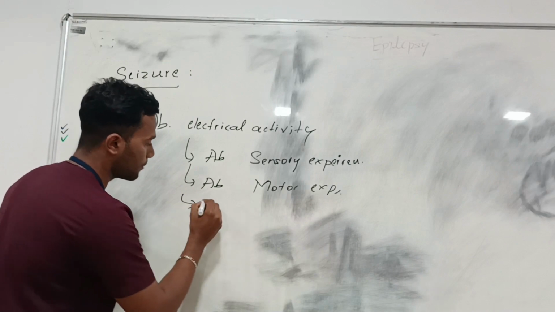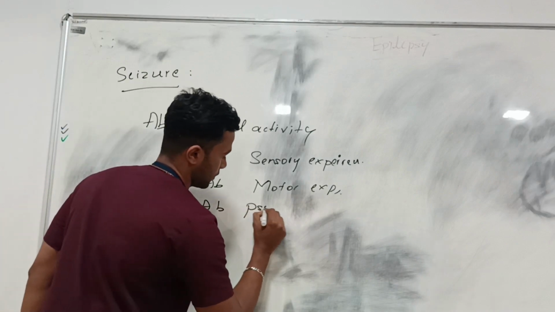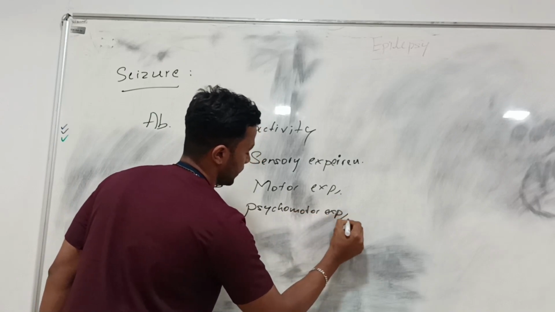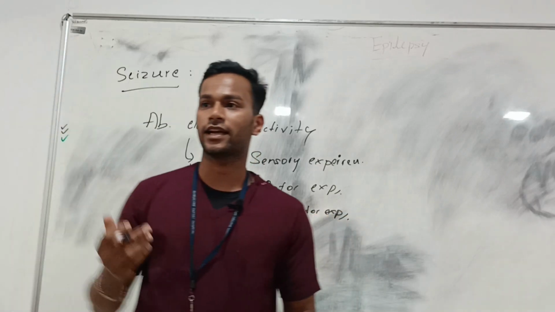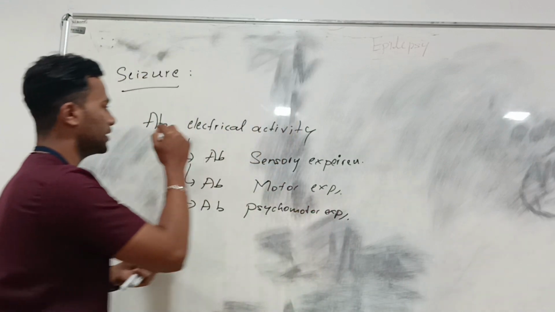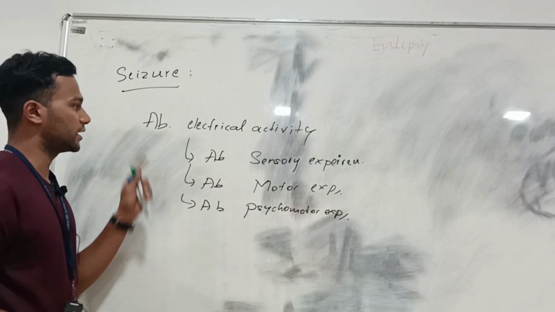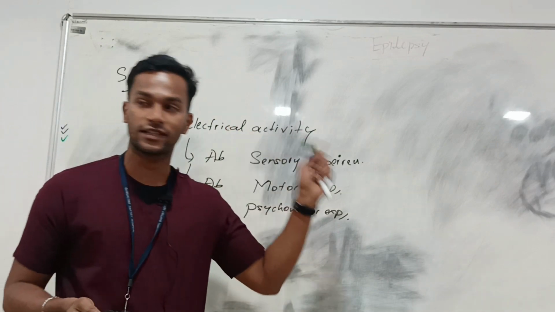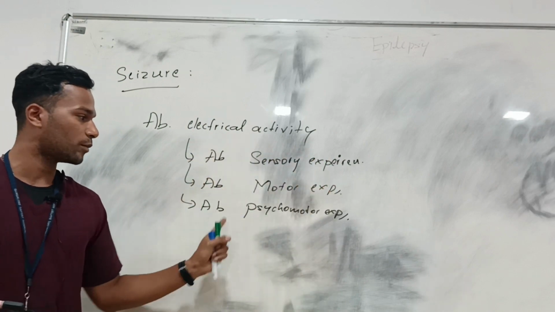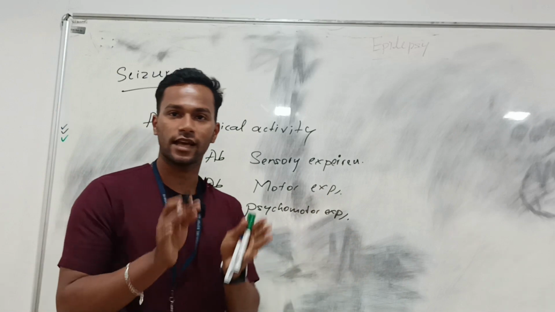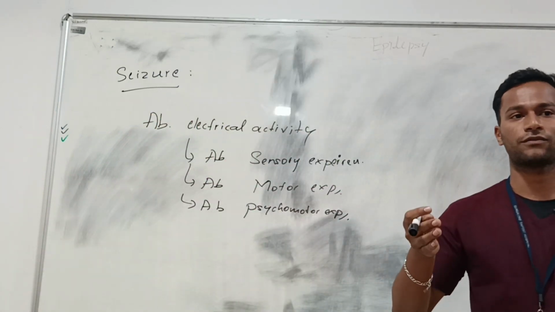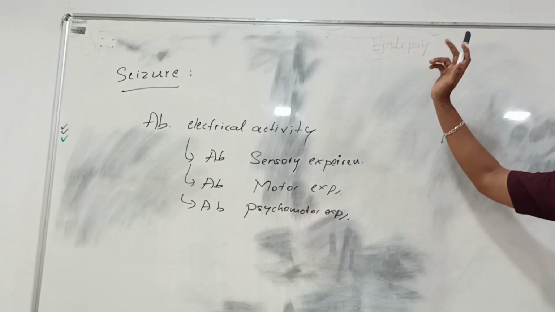The other one is abnormal psychomotor experience. This is again regarding the psychology of the brain. So this is the proper definition of seizure: an abnormal electrical activity which leads to abnormal sensory experience, abnormal motor experience, and abnormal psychomotor experience. This is seizure. Now a set of a few episodes of seizures together is called epilepsy.